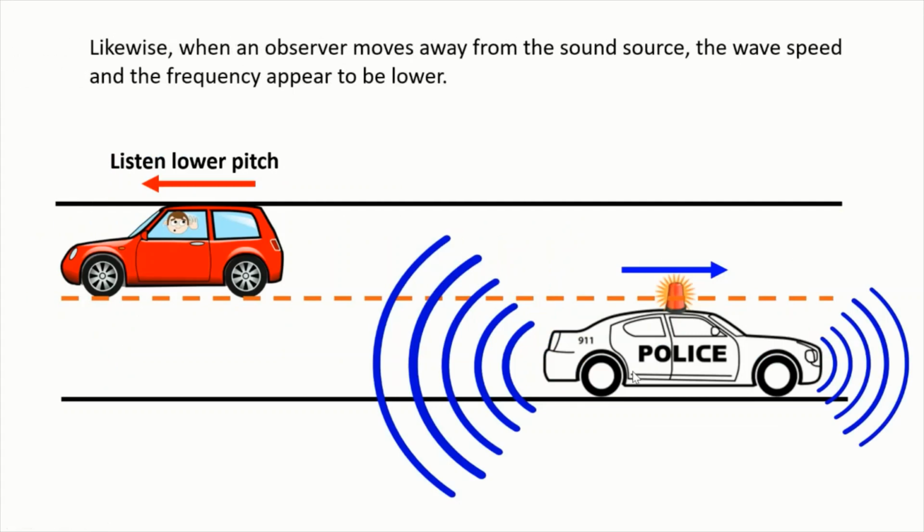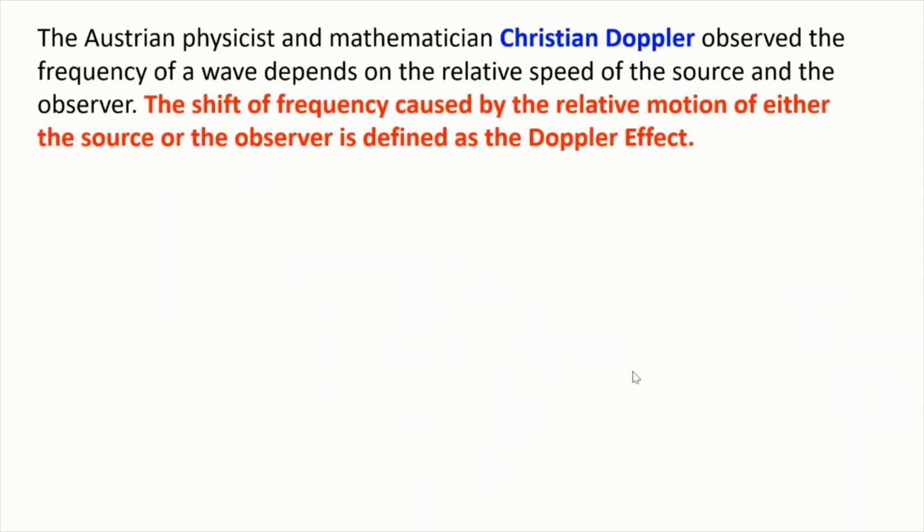Likewise, when an observer moves away from the sound source, the wave speed and the frequency appear to be lower. The Austrian physicist and mathematician Christian Doppler observed the frequency of a wave depends on the relative speed of the source and the observer. The shift of frequency caused by the relative motion of either the source or the observer is defined as the Doppler effect.